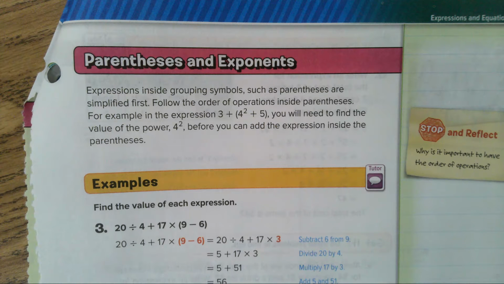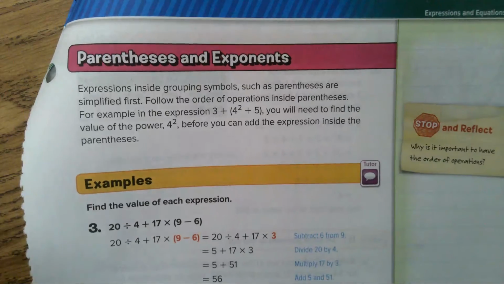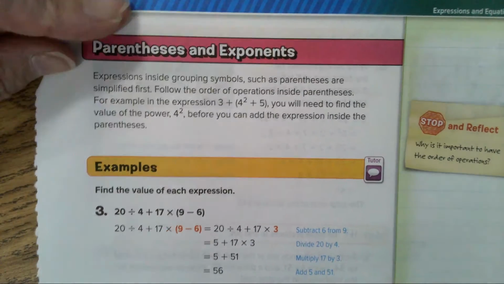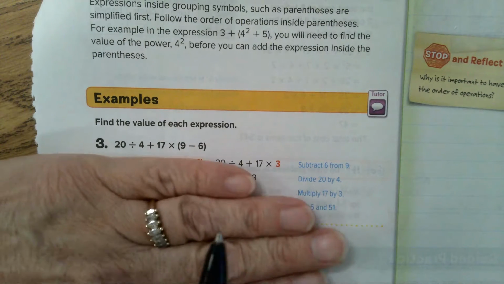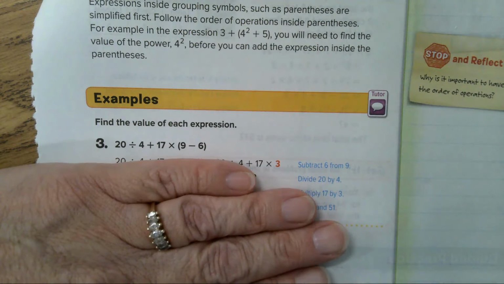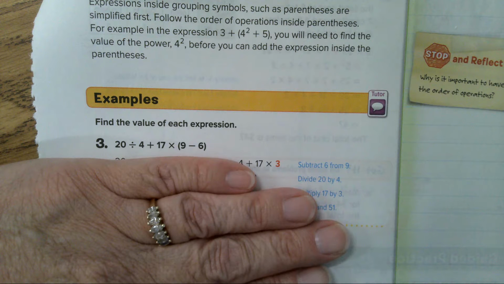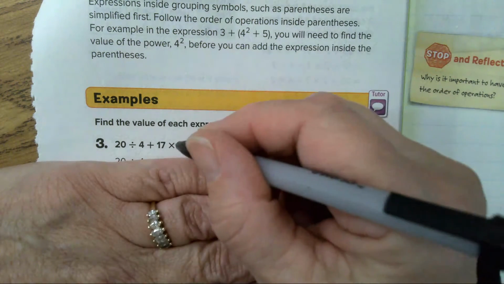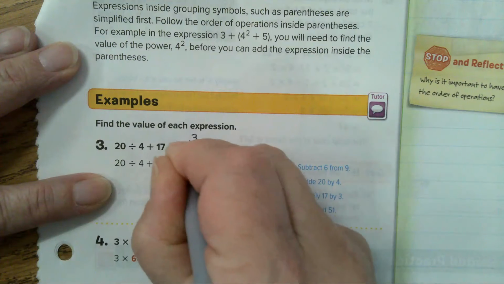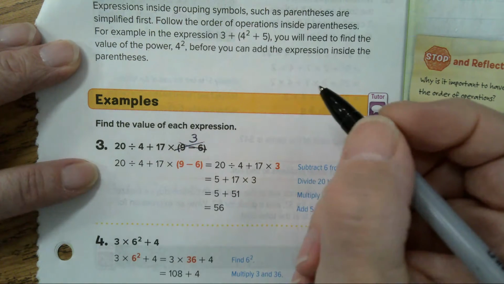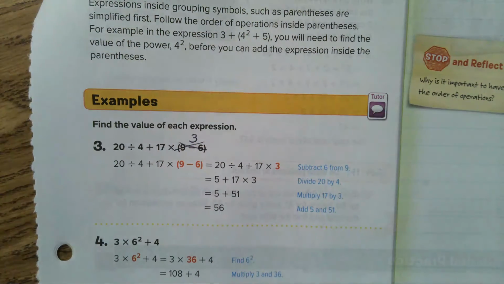All right, now let's look at this one. Devin, in number 3, what am I going to do first in example 3? No, because we have a parenthesis. The selfish parenthesis you have to do first. What's 9 minus 6? 3. All right, so that's up. Now, what am I going to do next? I've solved for my parentheses. What am I going to do next?